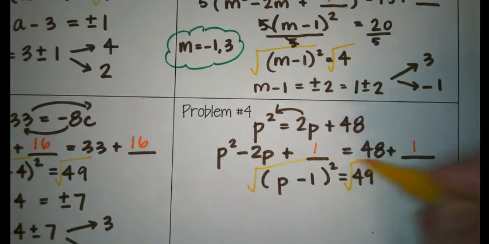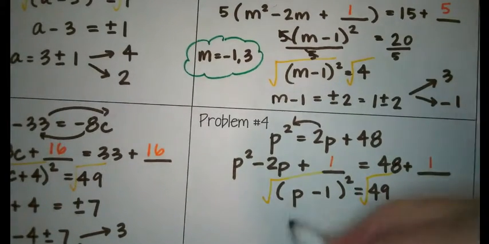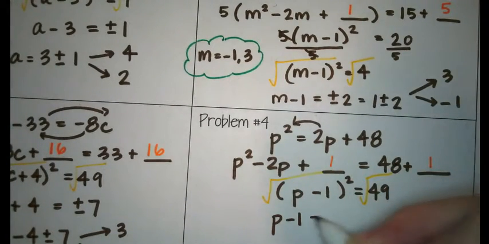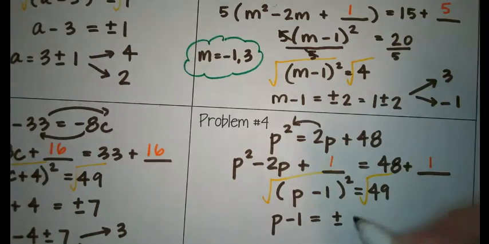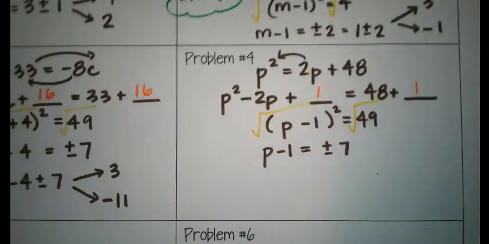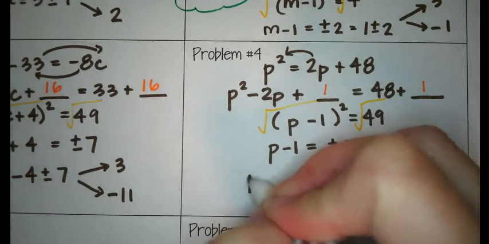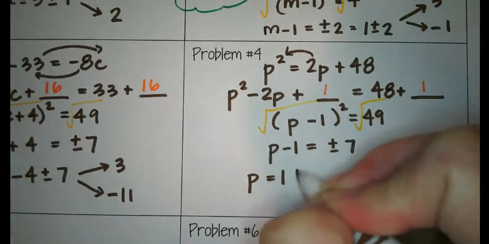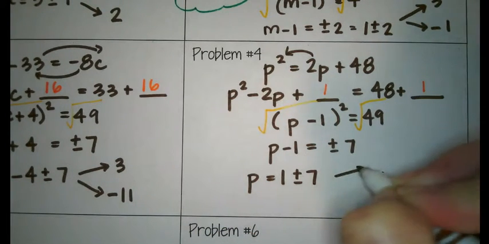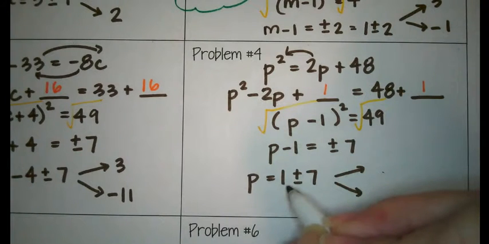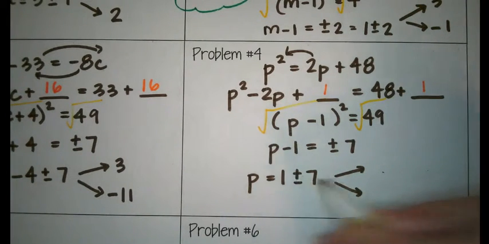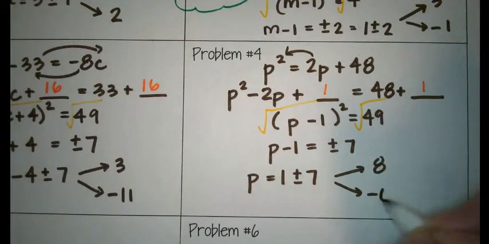Take the square root of both sides. So p minus 1 is a positive or negative 7. So then I need to add the 1 to both sides. So p is 1 plus or minus 7, which means that p could equal 1 plus 7, which would be 8, or 1 minus 7, which would be negative 6.